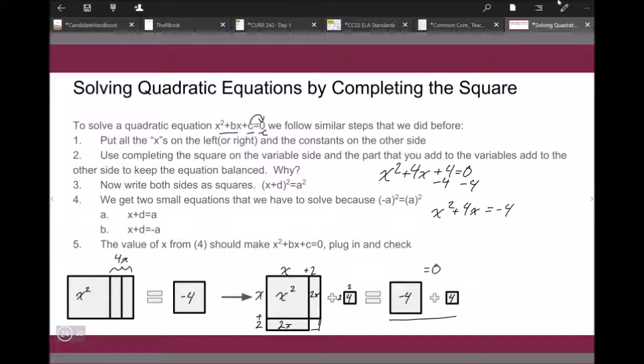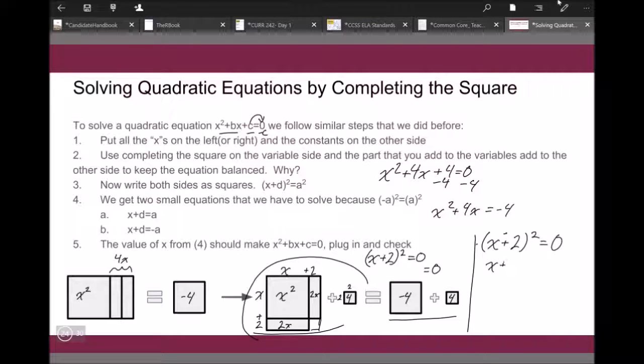And now, from completing the square, I can rewrite this as x plus 2 squared, and it equals 0. So now let's look at that. I have x plus 2 squared equals 0. When is this going to be equal to 0? Well, when x plus 2 equals 0. When does that happen? I subtract 2, I subtract 2, when x equals negative 2.